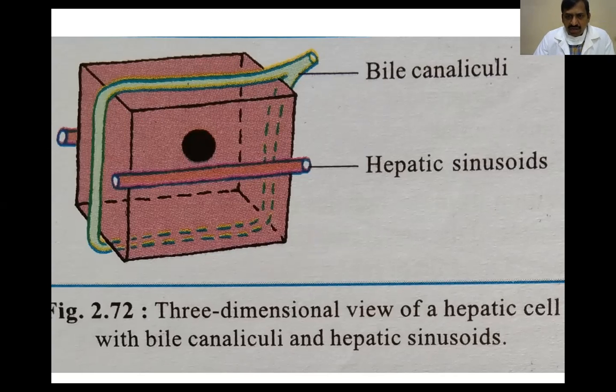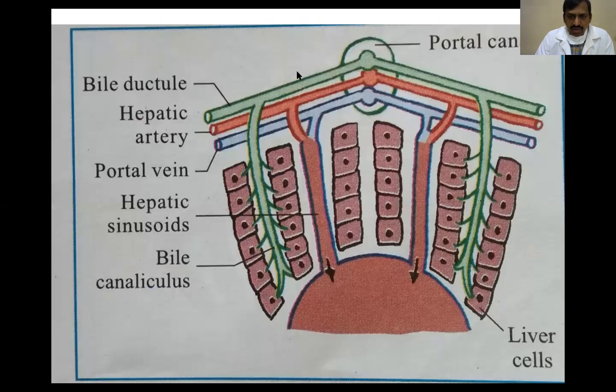Here the bile canaliculi are formed, then they drain into the bile ductule. This is nothing but the canal of Herring. Next, this is the bile ductule. These canals of Herring are formed by the union of bile canaliculi. These are all the piles of hepatocytes. And this is the space of Mall.